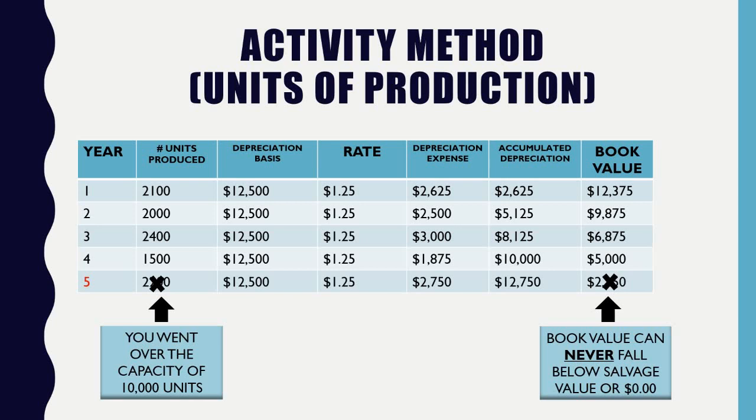And the second rule here is that your book value can never fall below salvage value. That is a key rule. If your salvage value is 0, great. If your salvage value is some kind of value, you cannot depreciate it to the point where your book value will fall below salvage value.